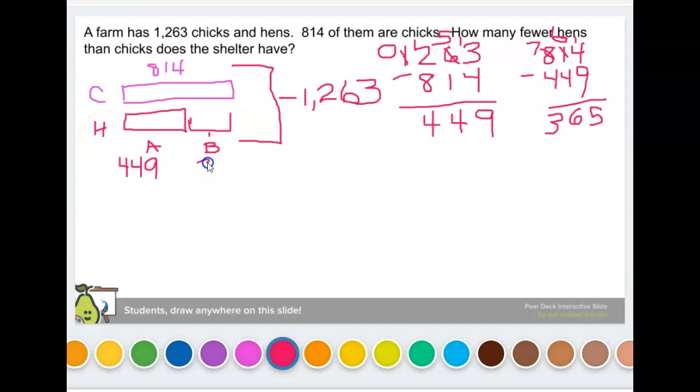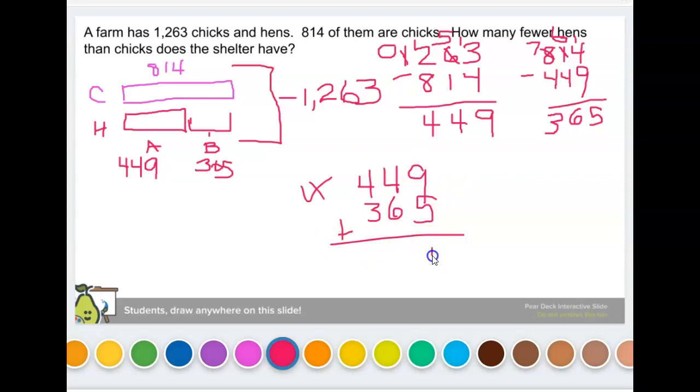So this is 365. If I look at this, this and this should equal this. So let's do a check. 449 plus 365. 9 plus 5 is 14. That makes 10 plus 1 is 11. And 4, 5, 6, 7, 8. 8, 14. Yep. So my check works.